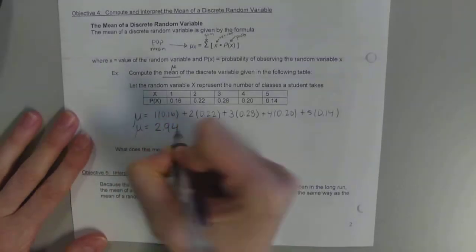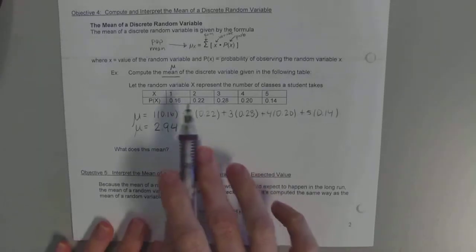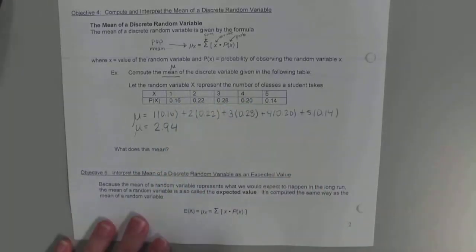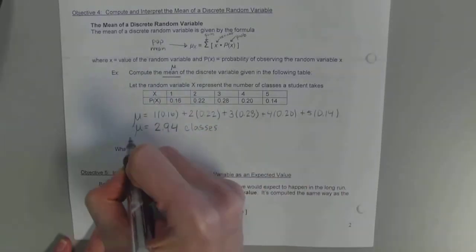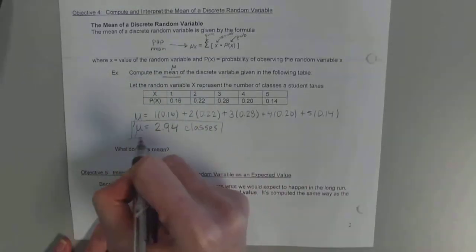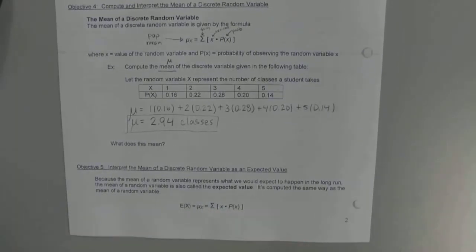And I asked you 2.94 what? Well, what was our random variable x representing? It was representing the number of classes. So it's 2.94 classes. You got it. And I always like these questions, what does that mean? Because I know that's what's going through your head. You're like, okay, I got 2.94. I did the calculation. What the heck did I just find?